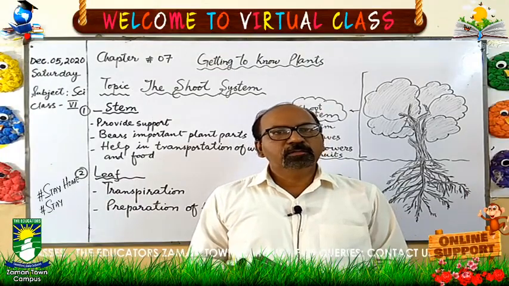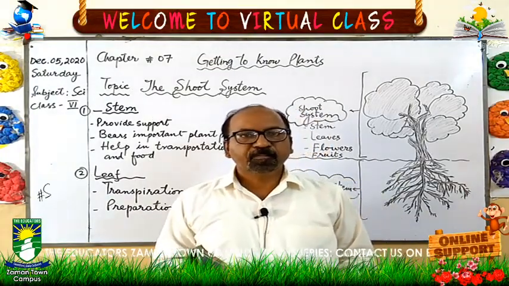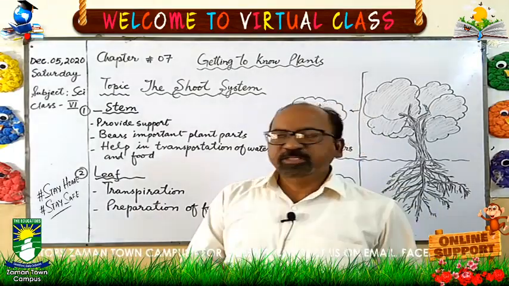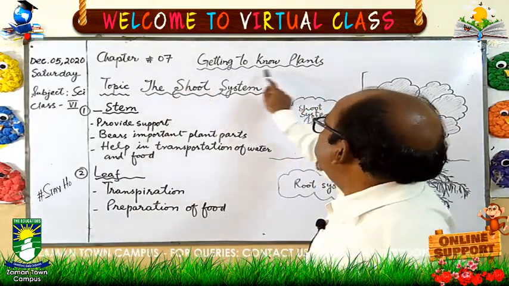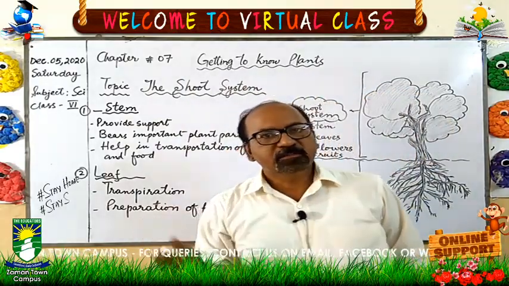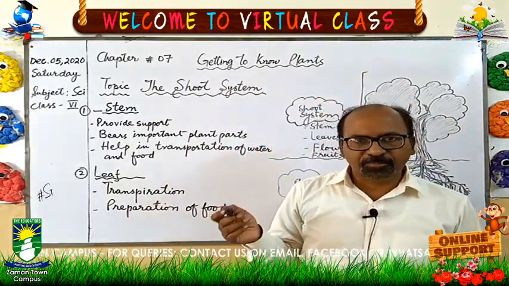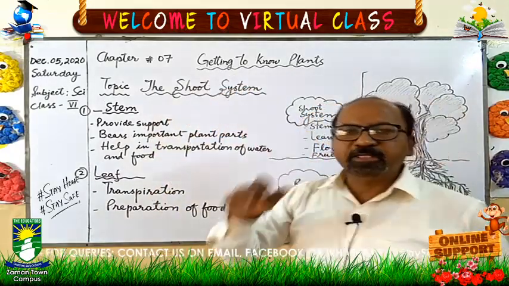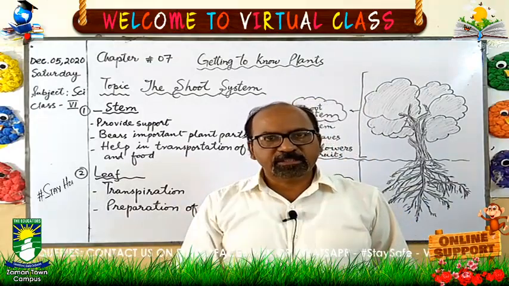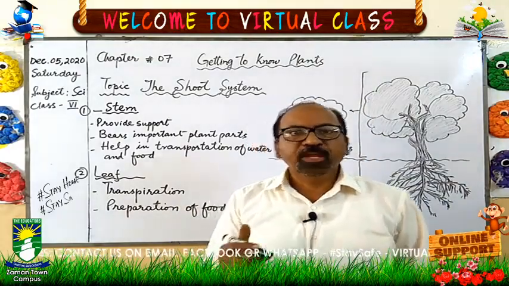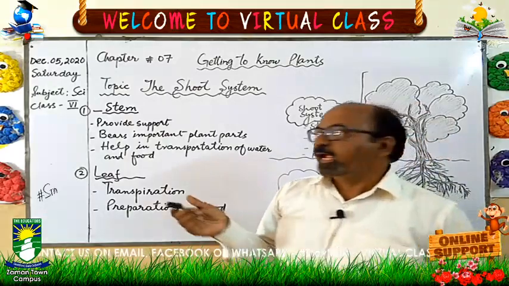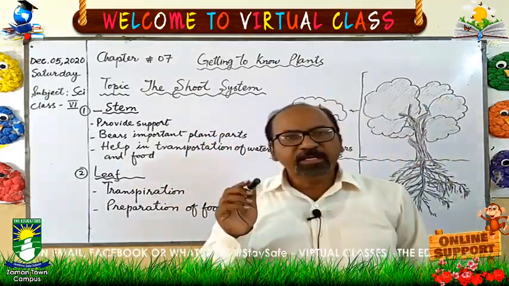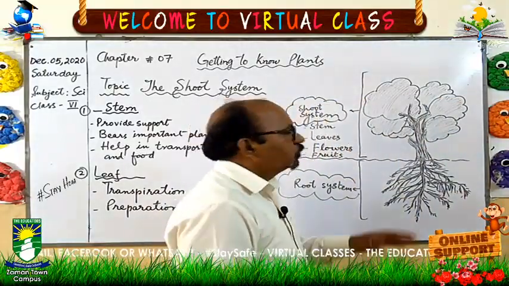Good morning to all students of class 6. Once again we are here for the next topic of chapter number 7, Getting to Know Plants. As in the first class we started this chapter and discussed one system, the root system. Today we are going to discuss the shoot system, because the plant has two types of system.